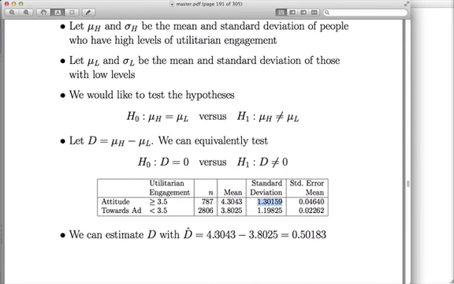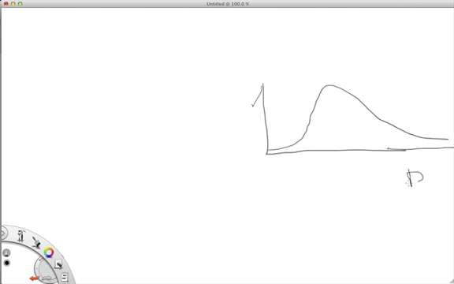All right, so what we now have is an estimate of D. Let's call that estimate D hat. Take the difference between the two means, and it's about a half a scale point, 0.5018. Let's go draw a picture. So I'll go over to the sketch pad, and here's what's going on. We can think about a sampling distribution. So there's my sampling distribution. This is the distribution of D hat.